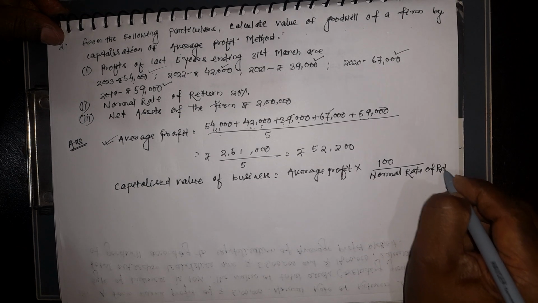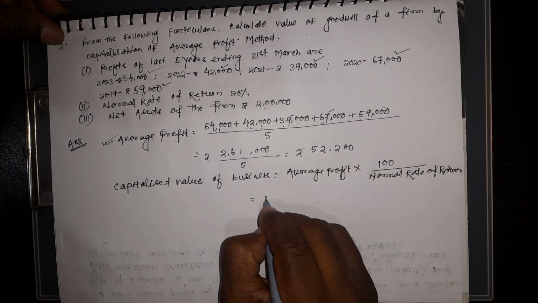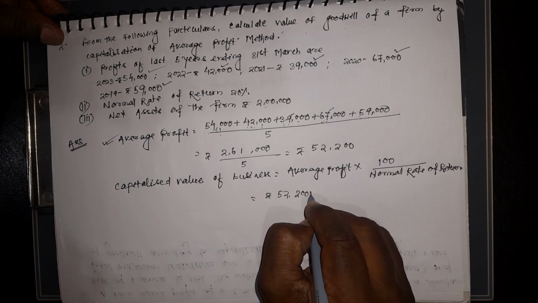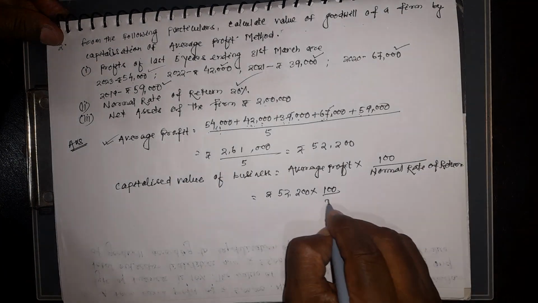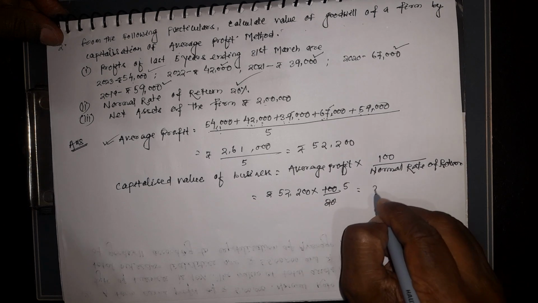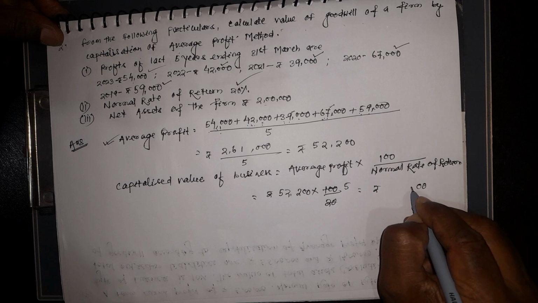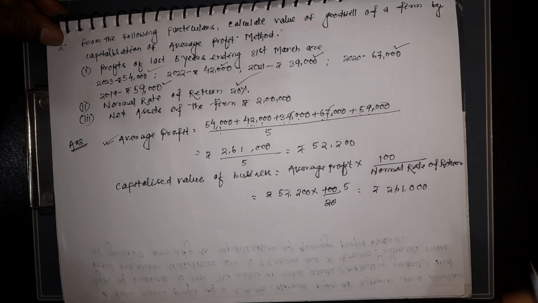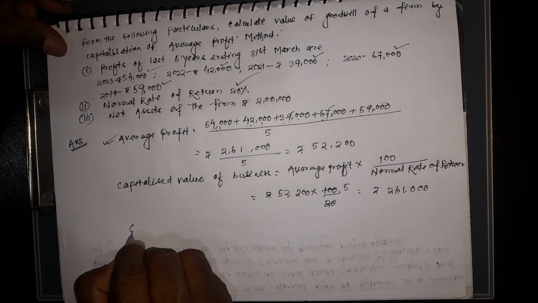Formula I will remember. So average profit we calculated how much? 52,200 into 100 by normal rate of return. Here it is given 20, so it will be 5. So I will multiply it. 2,61,000. Clear? So now we will calculate the value of goodwill.